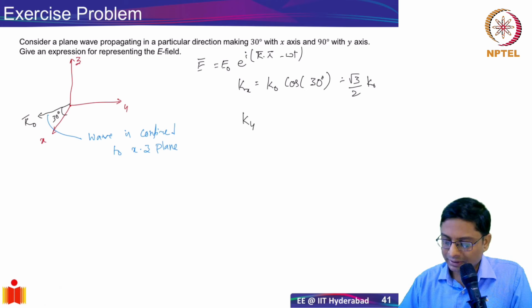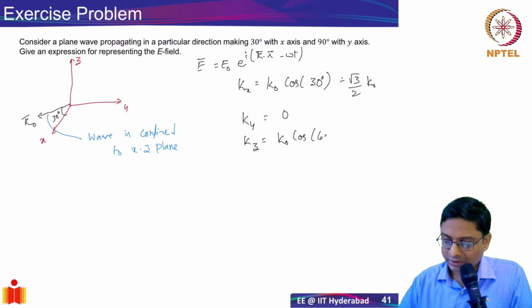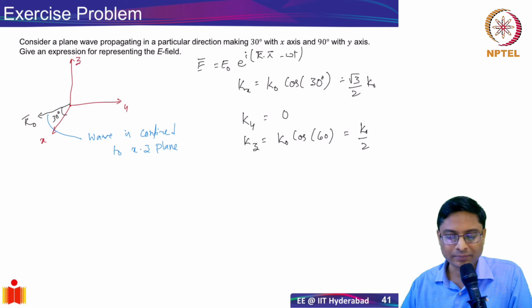What is ky? Since it's 90 degrees now, there is no component, so this is going to be 0. And kz is going to be the cosine with the z axis, right? So that is 60 degrees there. So k naught cosine of 60 degrees. That is going to be 1 over 2. Okay, these are the components.